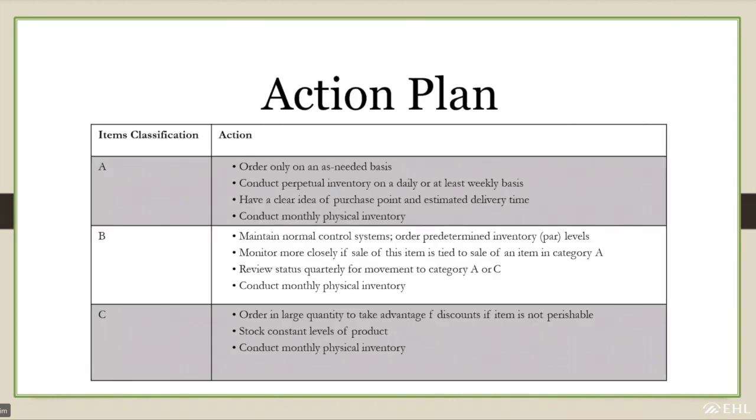So the action plans for A, B, and C are different, because A products are also perishable. We have to have very physical control over them. And yeah, I will let you read quickly through that. I think it's very self-explanatory, just so you have a quick overview. If you have any questions, please ask.